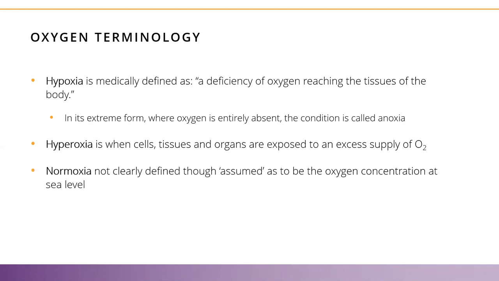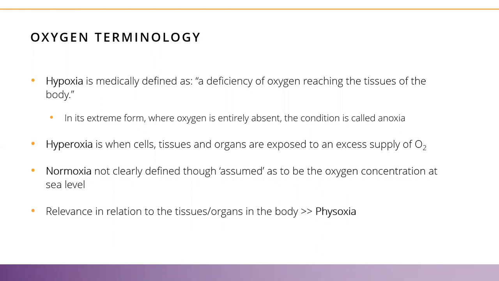And the term normoxia is very often used in the literature. Though it is not specifically and clearly defined, it is assumed as being the oxygen concentration at sea level, which is mentioned at 21% outside of your incubator. But if you do the calculations inside the incubator, it's actually 10% lower than you think it is.